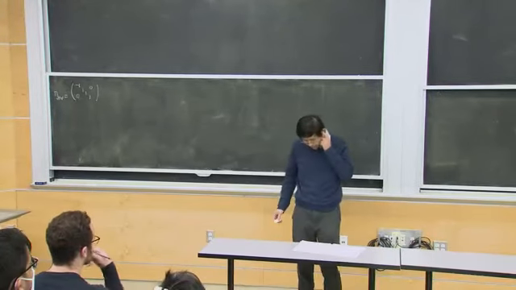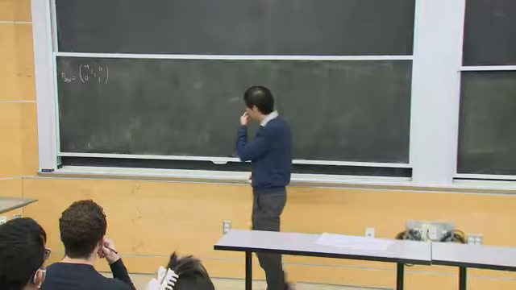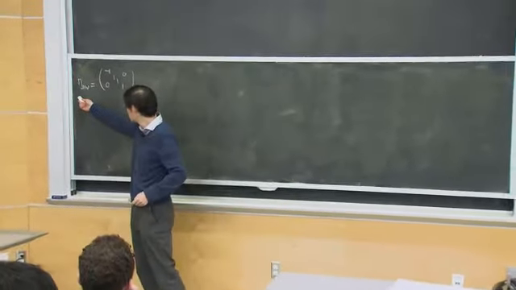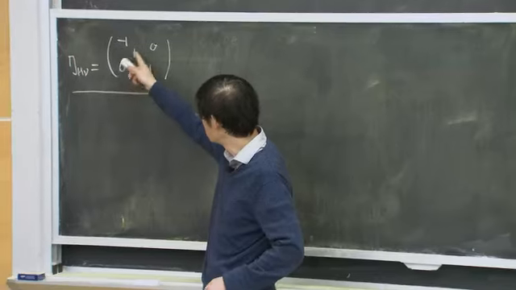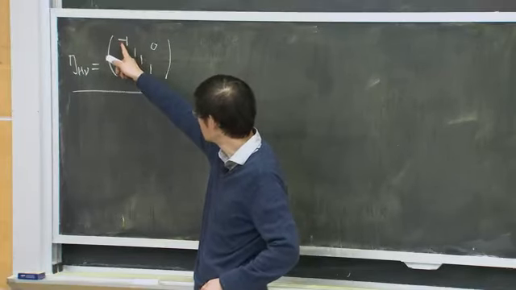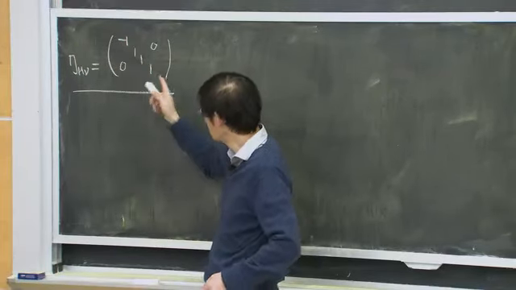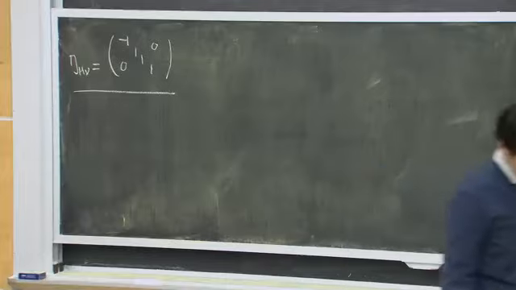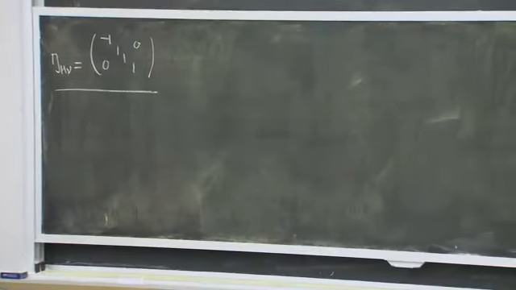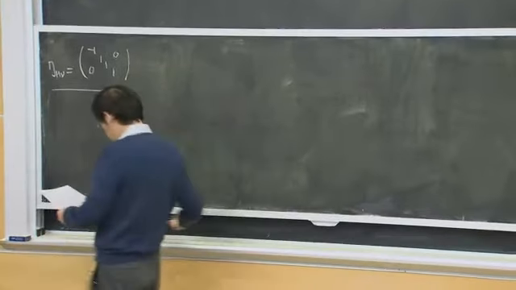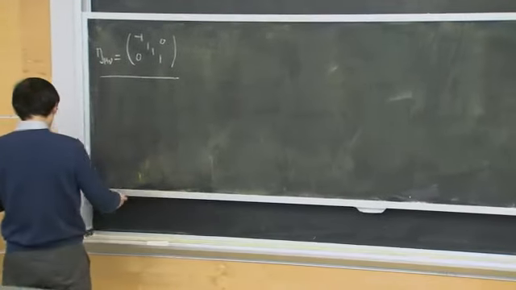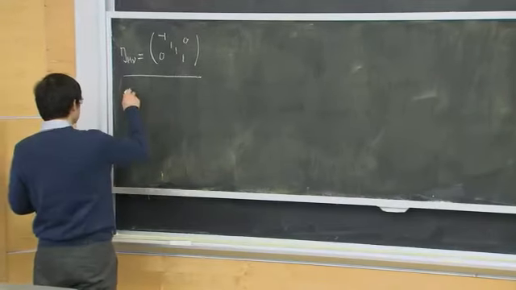First, I forgot to mention last time, I will always use the metric convention for Minkowski space-time to be given by this one. So the time component has -1, and the spatial component is +1. And let me first remind you what we did in the last lecture.